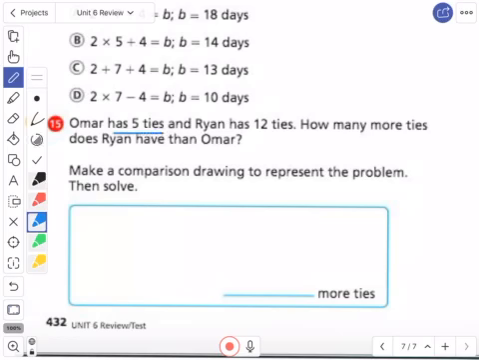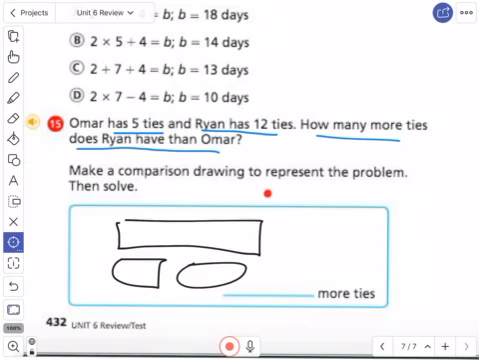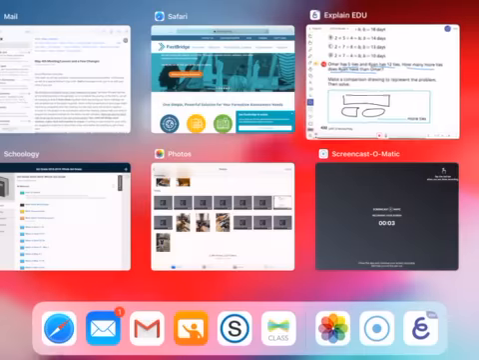And number 15. Omar has 5 ties and Ryan has 12 ties. How many more ties does Ryan have than Omar? So you're going to make a comparison drawing. Again, a comparison drawing was like this. Something that's going to look like this. To represent the problem, then solve it. Okay? You can solve and then come back.